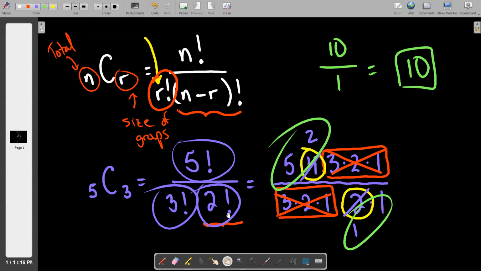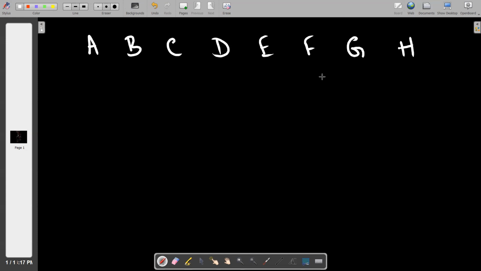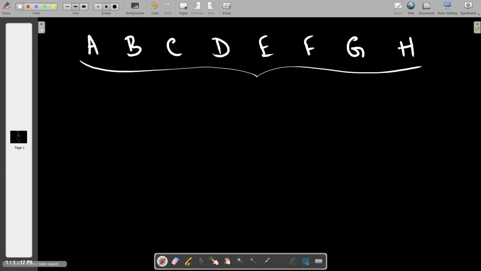Only this time, let's say we have A, B, C, D, E, F, G, and H. Got it? So this is my collection now of cards, and we are going to pick them out 5 at a time.